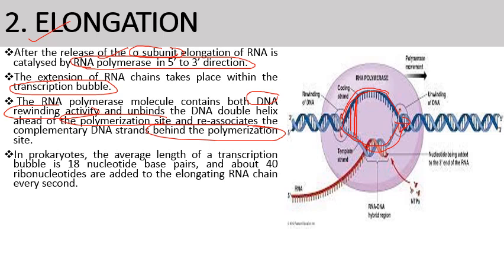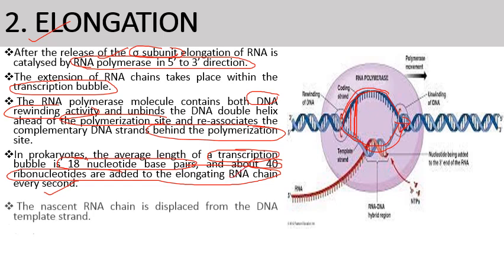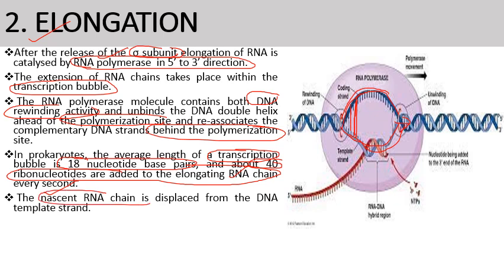In prokaryotes, the average length of the transcription bubble is 18 nucleotide base pairs, and about 40 ribonucleotides are added to the elongating RNA chain every second. The nascent RNA chain is displaced from the DNA template strand. The newly formed RNA is displaced from this double helical structure of DNA.